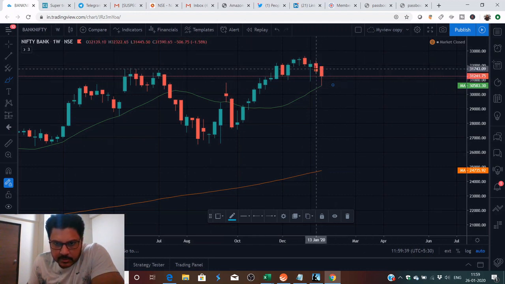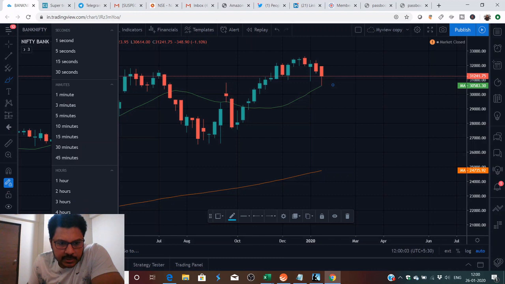The trend is bearish. You can see the biggest green candle was here. It was taken out. The trend was bullish here, and here the trend changed, and this low is broken. Again the trend has changed. So we are in a bearish trend on the weekly time frame.